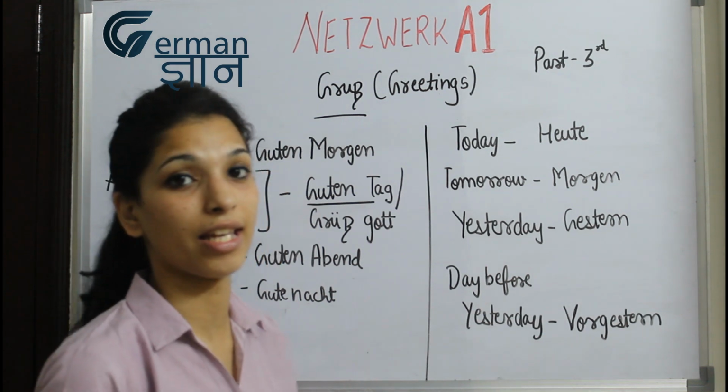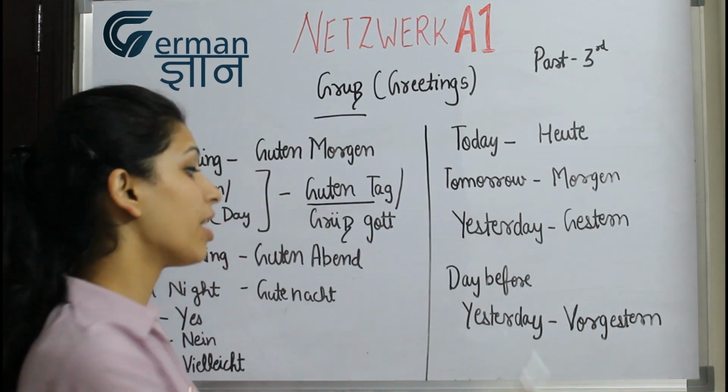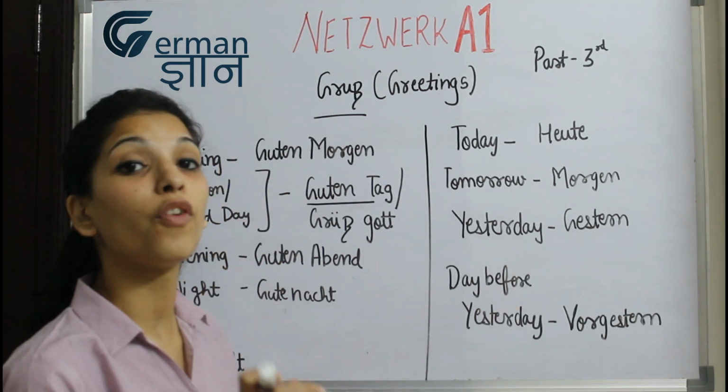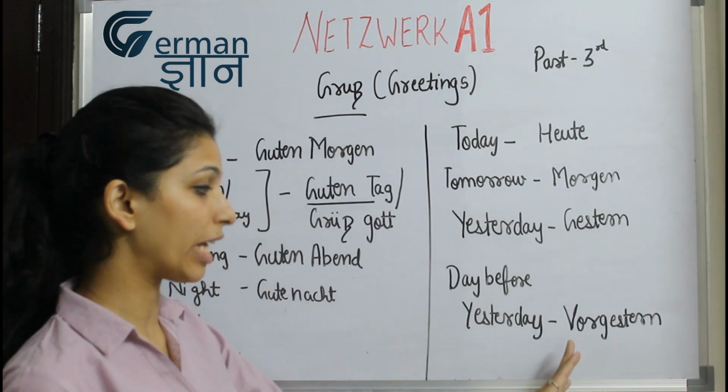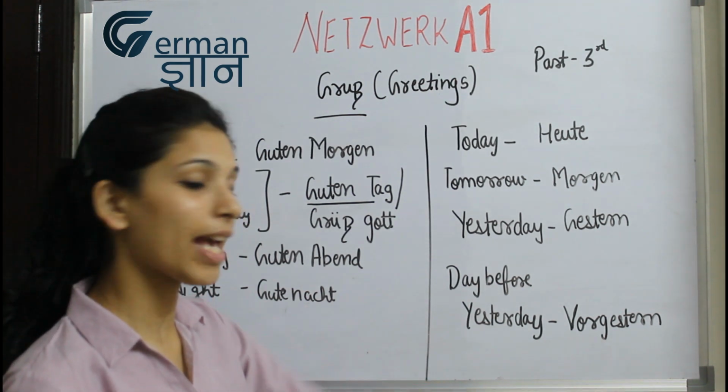Yesterday is gestern. Day before yesterday is vorgestern. V is pronounced as F, that's why I'm pronouncing vorgestern.